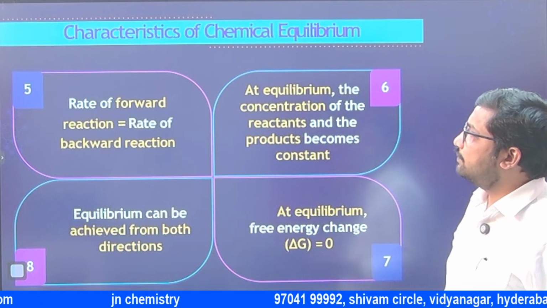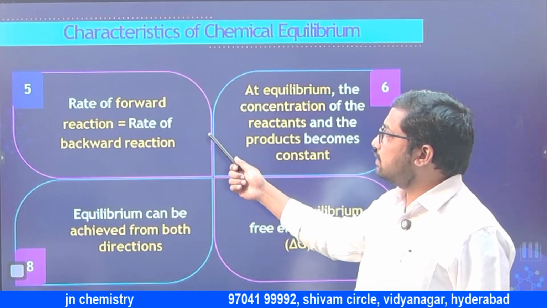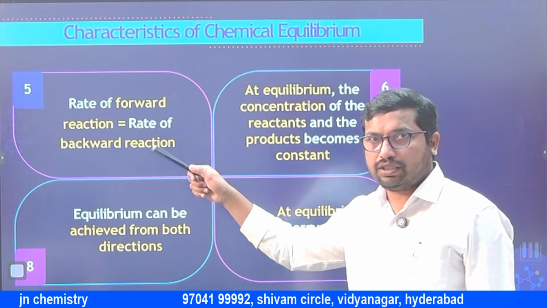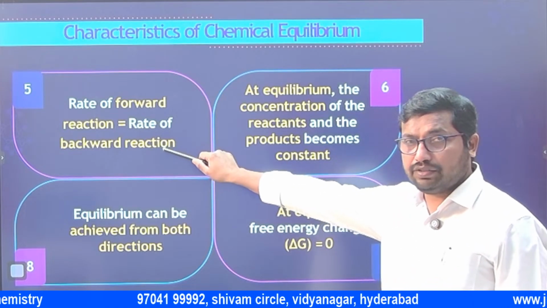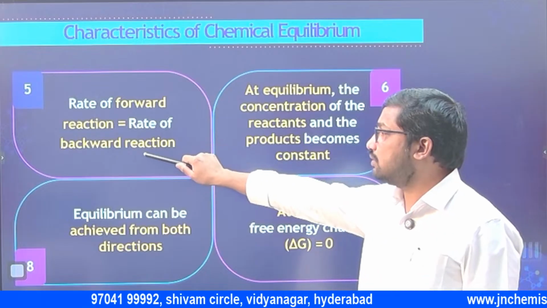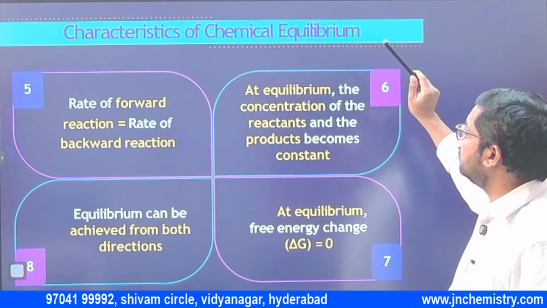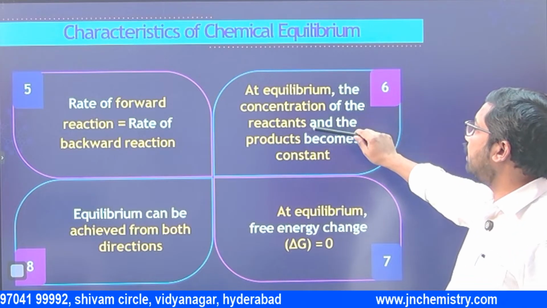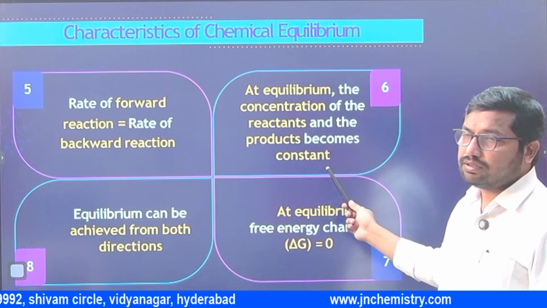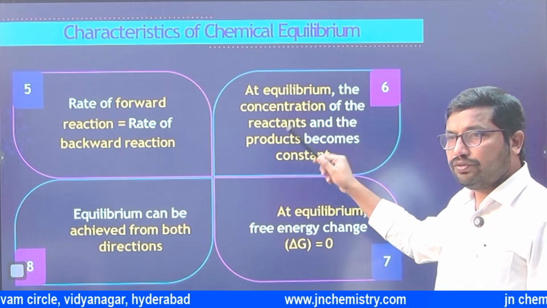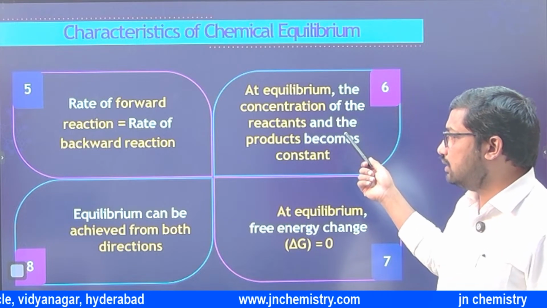One more point. The rate of forward reaction is equal to the rate of backward reaction. We already saw this in the graph. Next, at equilibrium, the concentrations of the reactants and products become constant. I already told you this concentration.